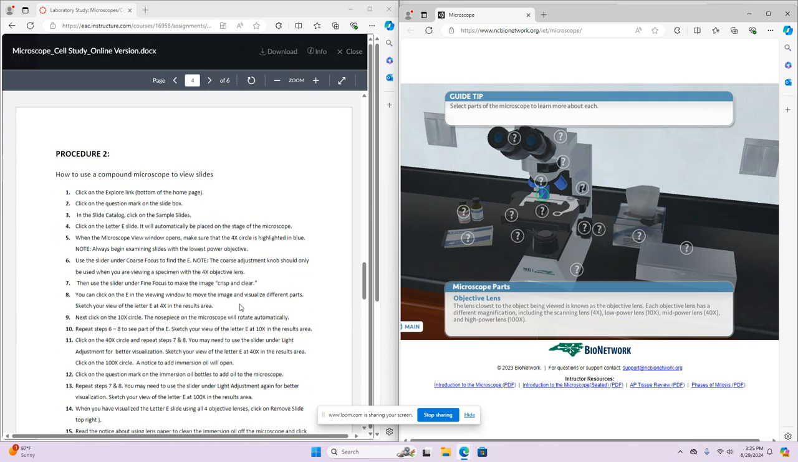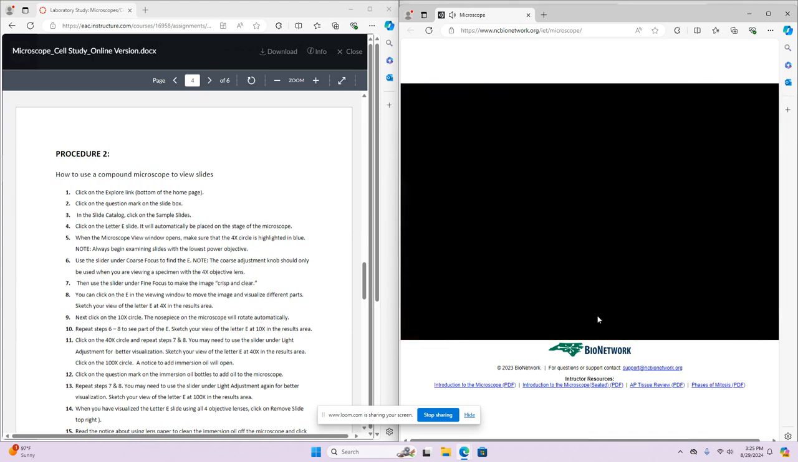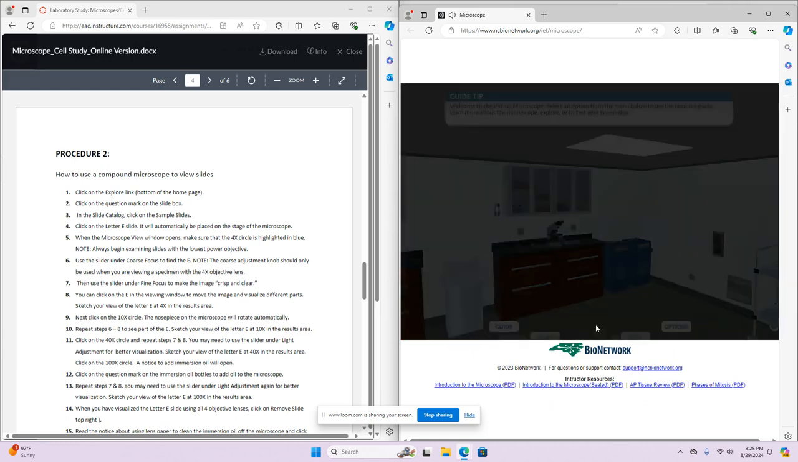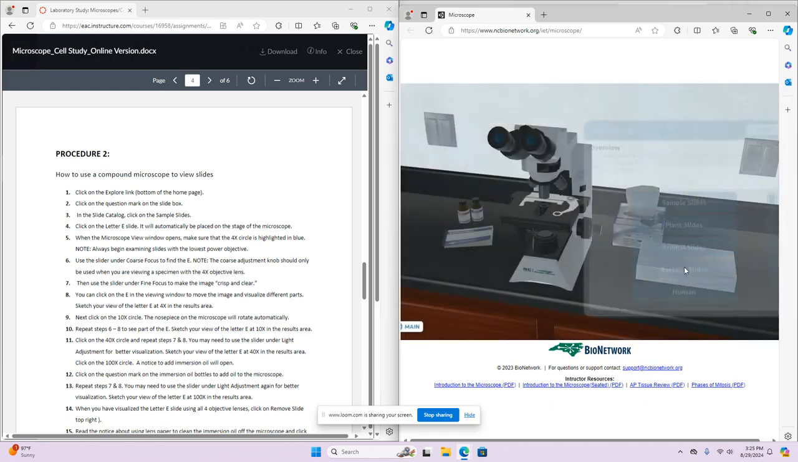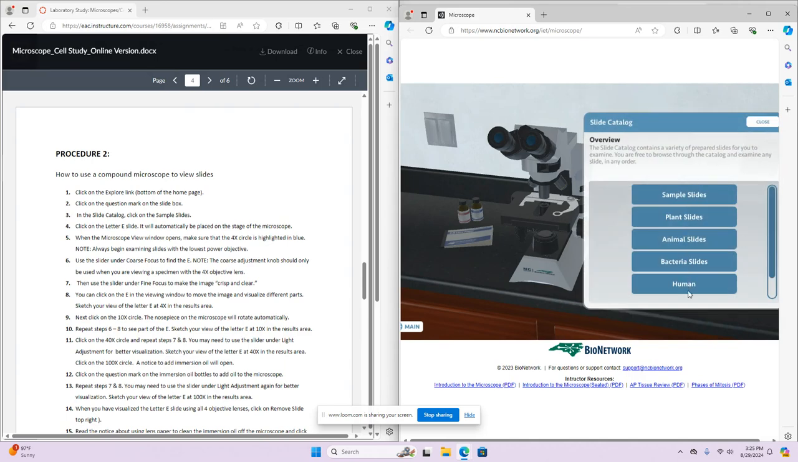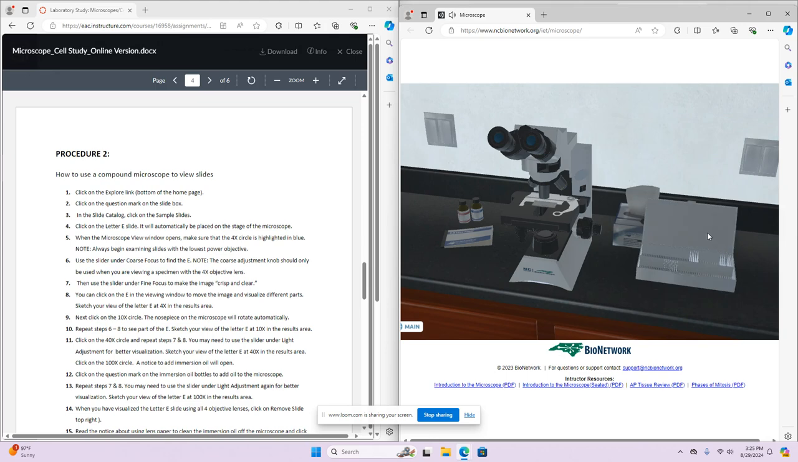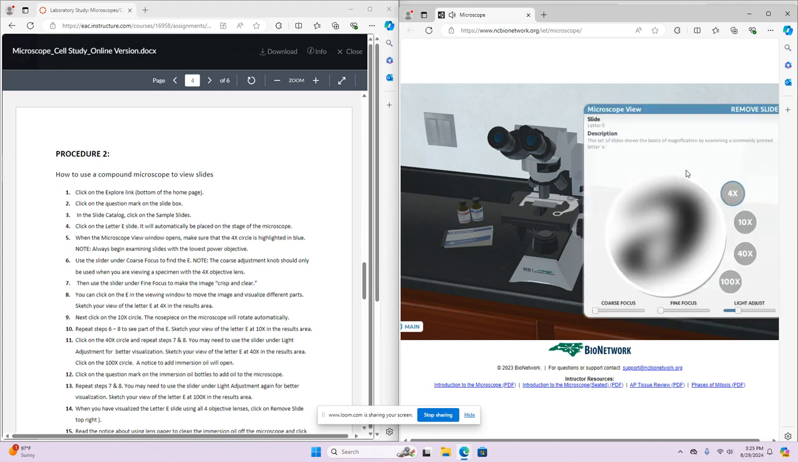Then you're going to do the second procedure, and this is where you're going to move over to explore. Over here, you're going to find some slides. Some sample slides are here. You're going to have to find an E slide right there. Okay, so there's your E slide. You're going to click on that, and it's going to go in here. This is what you're looking at when you're going underneath the microscope.